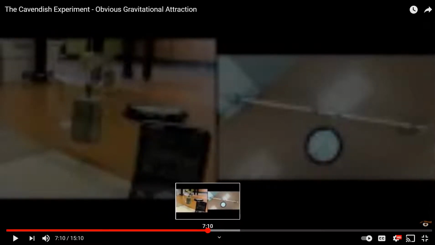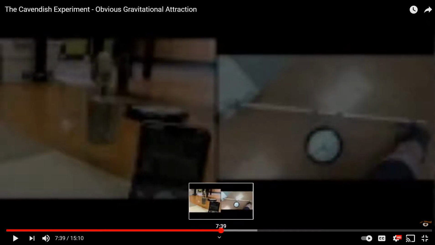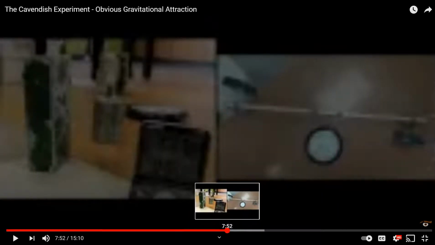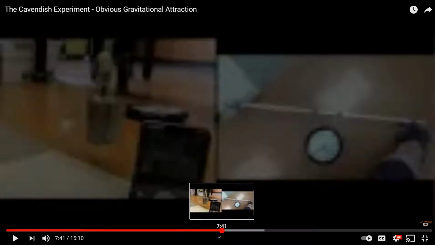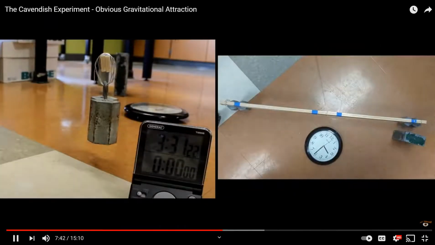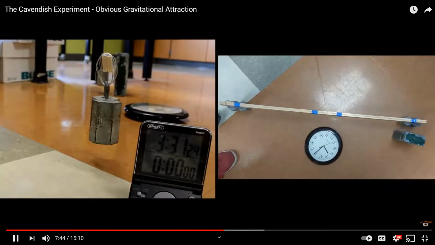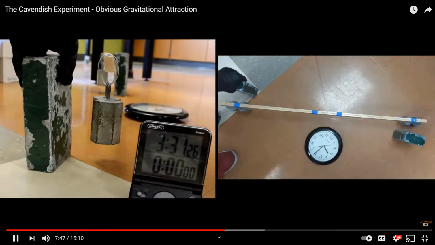Okay, so this can rotate back and forth because of those air currents, and eventually he places the lead bricks in. Here you go. First a lead brick on one side, then a lead brick on the other side.